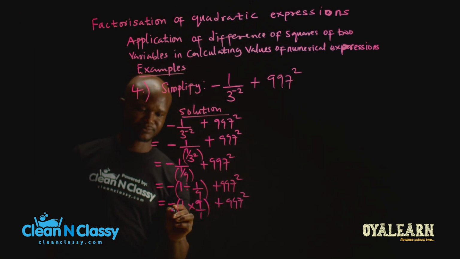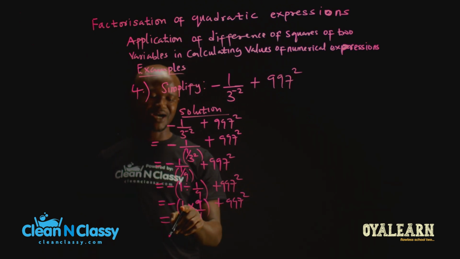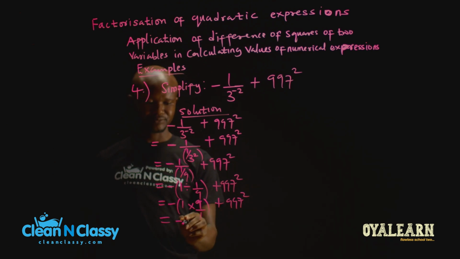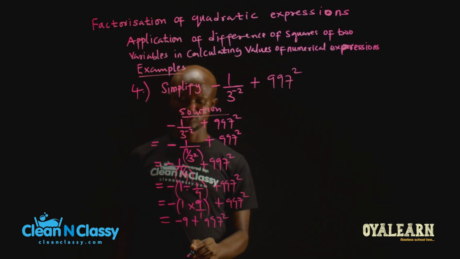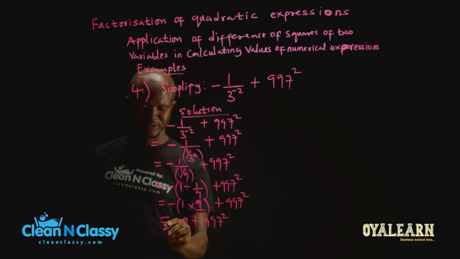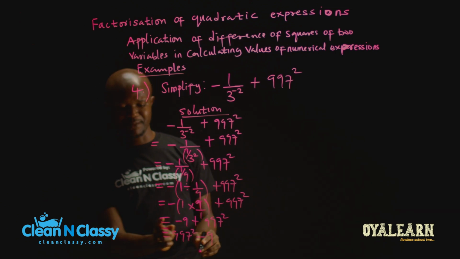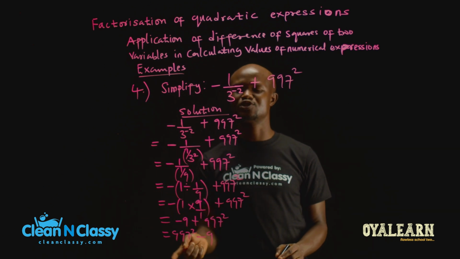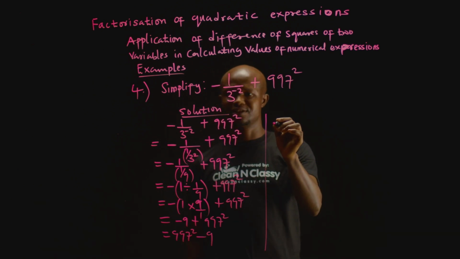So what do we have from here? This is minus, so we have 1 times 9, that is 9, divided by 1, that is 9. So we have minus 9 plus 997 raised to the power of 2. So it means that we can write this as 997 raised to the power of 2 minus 9. Minus 9 plus 997 raised to the power of 2 is the same thing as 997 raised to the power of 2 minus 9.